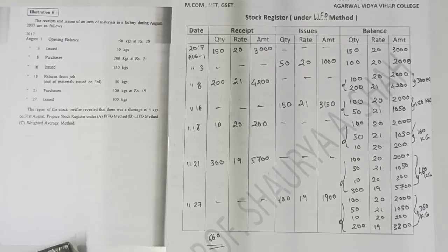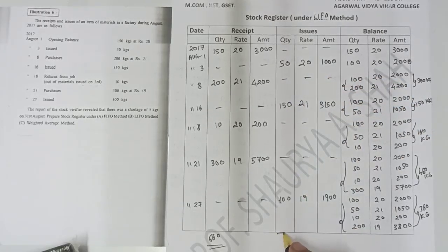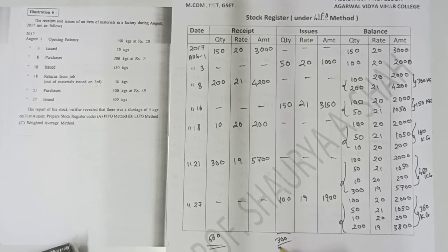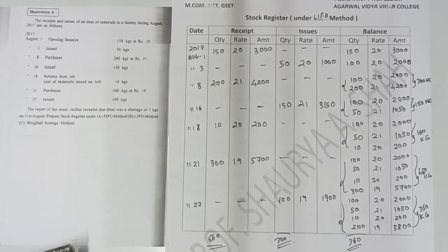No matter from which batch you have given, the number of units remains the same. The total of issues is 50, 150, that is 200 plus 300, right? So again 300 kg is the quantity of my issues. What is my balance quantity? 660 minus 300, so I'll get the answer of 360. That is what we have written here, students. So it is getting tallied, right?